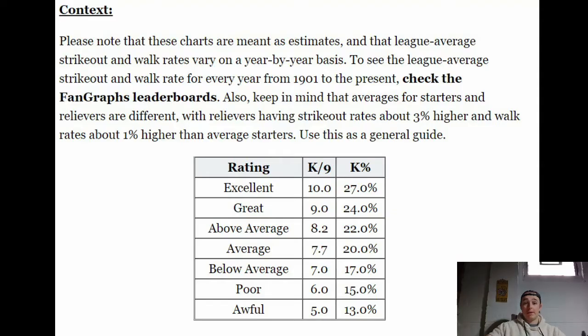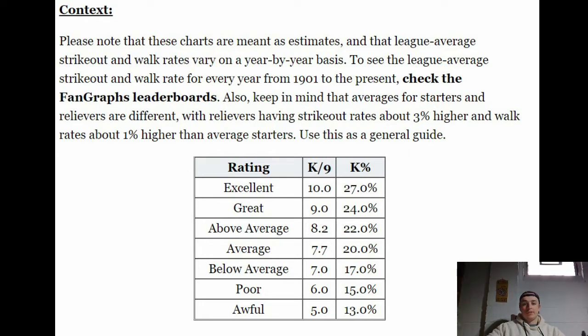The first one is K per 9. As we can see up on the screen, there's a table from the website Fangraphs. K per 9 tells you how many strikeouts a pitcher would throw if they were to pitch a 9-inning game, so it's cumulated over the season. If a pitcher throws 5 strikeouts in a 5-inning performance and then 6 strikeouts in a 4-inning performance, they're going to have an 11 K per 9, because it's just the number of strikeouts over the course of the season divided by 9 innings.